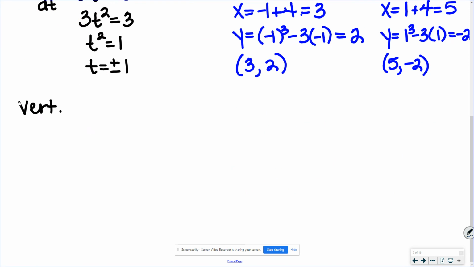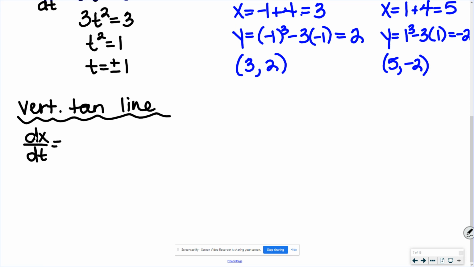So a vertical tangent line is going to occur when dx/dt is equal to 0. So we need to find dx/dt. dx/dt is 1, which means it's not possible for dx/dt to ever equal 0. So therefore, there are no vertical tangent lines.